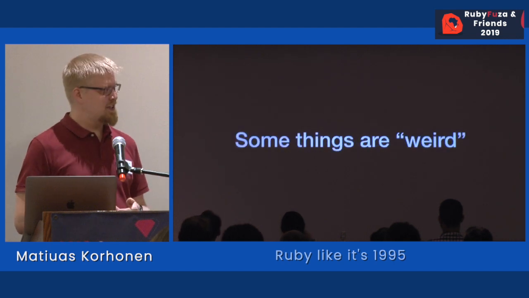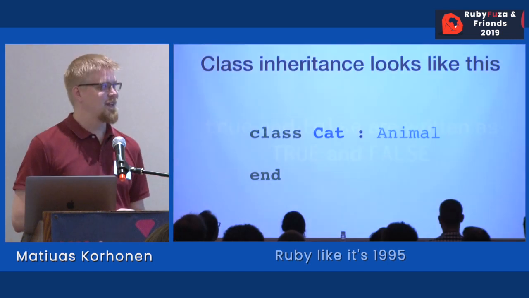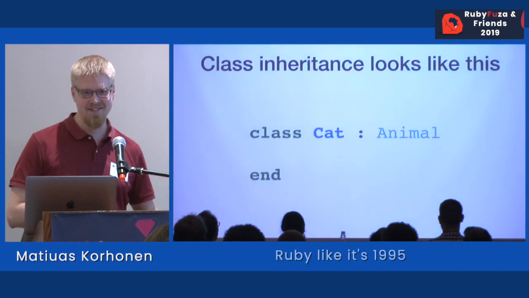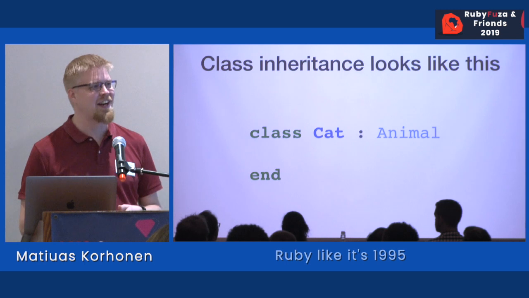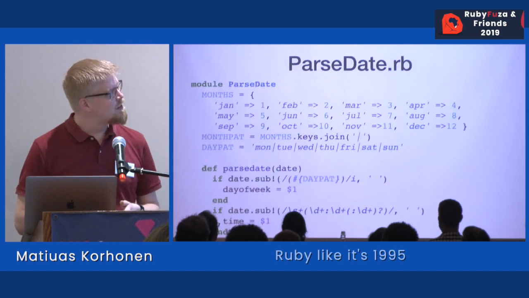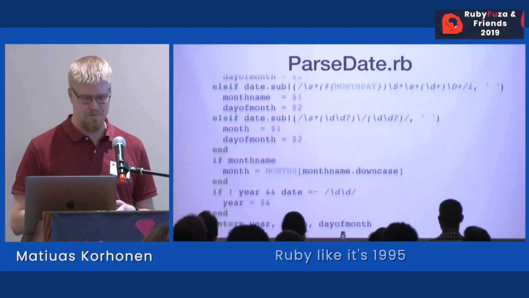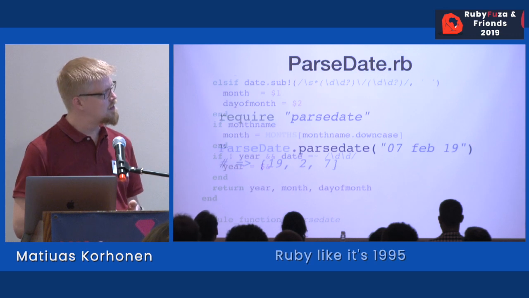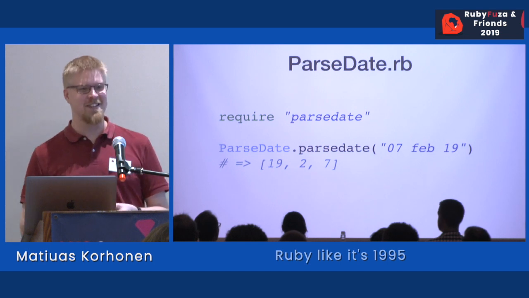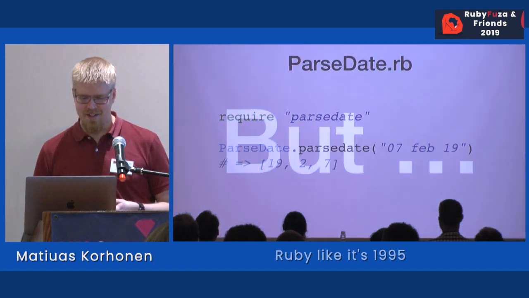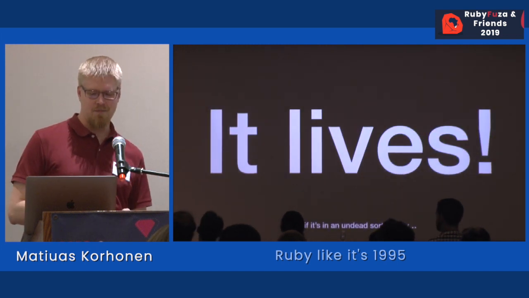And then some things are just plain weird. Booleans are written in all caps. Class inheritance looks like this. The syntax would change to the more familiar angle brackets in Ruby 0.99. And there's a whole separate module for parsing dates. And yes, it does assume that years are 2 digits and they're all in the 20th century. But the main point is, it lives, even if it is in a sort of undead way.